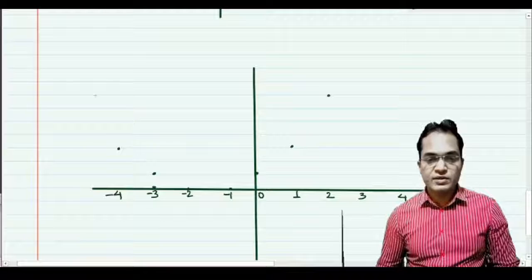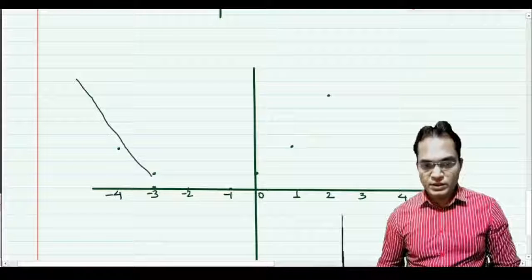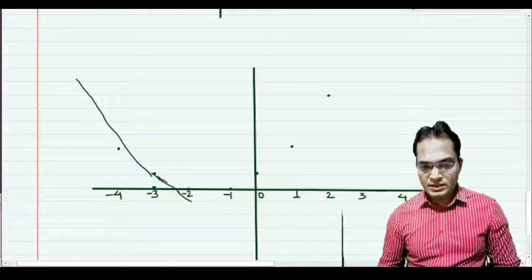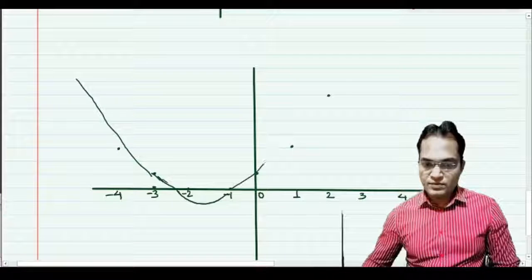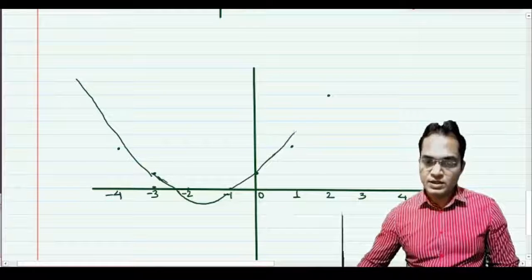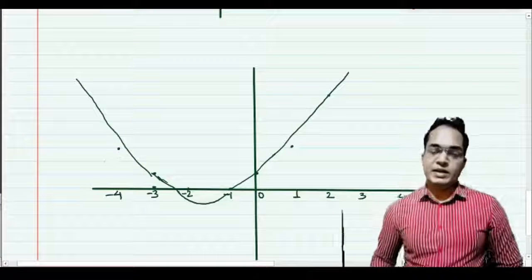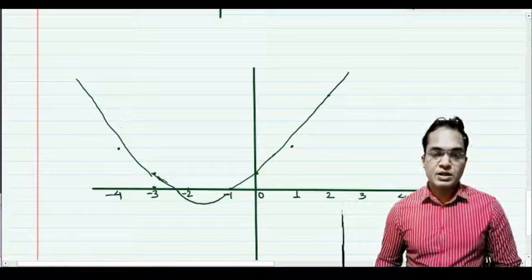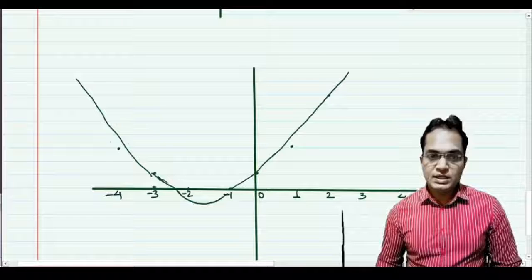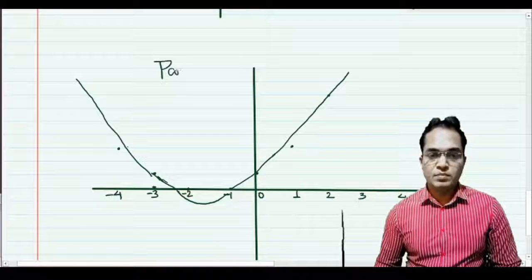What is the nature of the graph? You see, the nature of the graph is like joining these points. You will see that this is a rough figure, not an exact figure, of this quadratic. This means the quadratic equation geometrically makes a parabola. This shape is called the parabola.